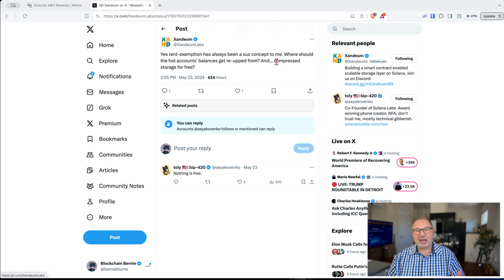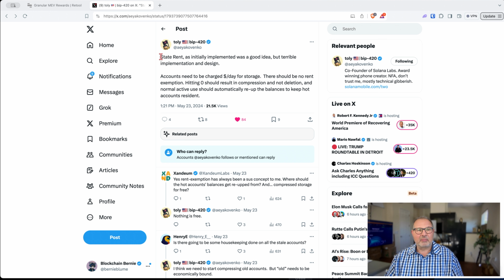And then when the balance hits zero, he said it should result in compression. So that sounds like to me, okay, the balance is zero, so I'm paying nothing. So the compressed storage would be for free. And then he said nothing is free. So it seems like he hasn't thought this through very much, but at least he sees the problem, right? Totally sees the problem that there can be no rent exemption because otherwise it will be exploited.